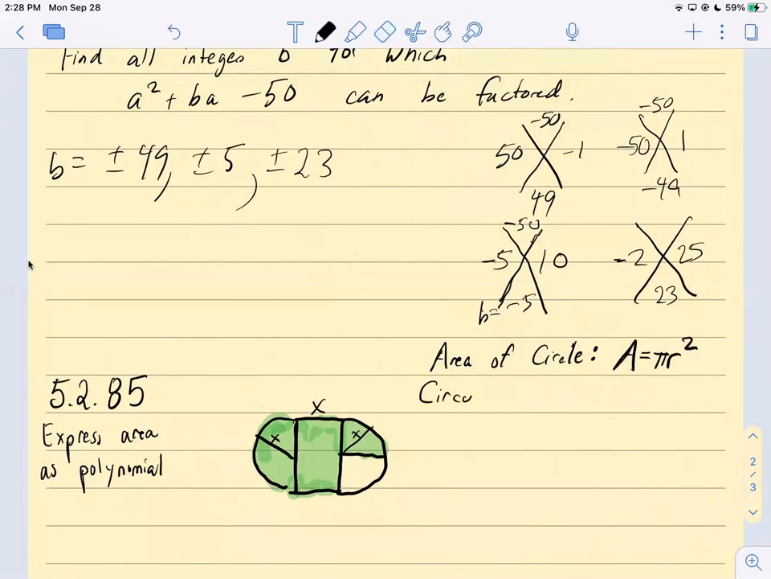Does anyone know that one? Nice, Manny. Circumference equals, nice, there you go, 2 pi r. Sometimes also people write, because 2r is the diameter, they also write it equals pi times the diameter. But we'll just stick with 2 pi r.